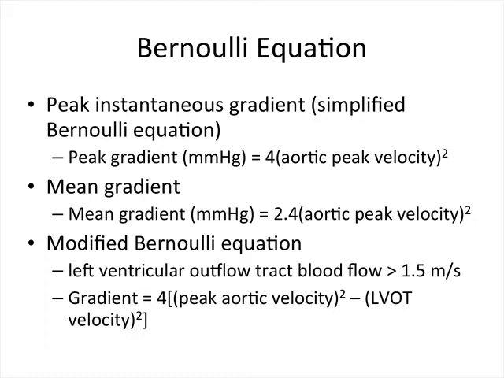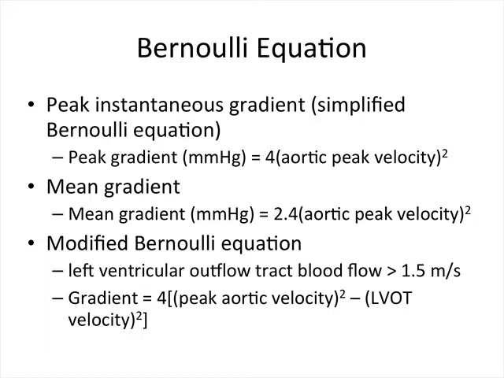Thus, it is important to get the best blood flow across the aortic valve. You can tell this by getting a smooth envelope when using the Doppler beam. The mean gradient is obtained by averaging instantaneous gradients over time. Once the Doppler beam is lined up, the aortic velocity profile is traced, and the computer software calculates the mean gradient. Otherwise, the mean gradient can be estimated from the peak gradient, as the mean gradient is 2.4 times the square of the peak aortic velocity.